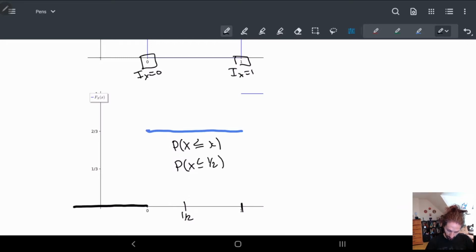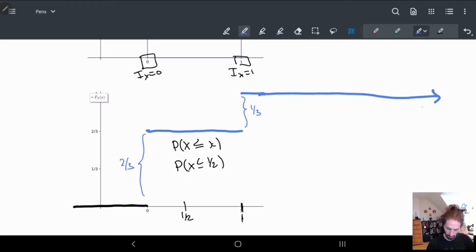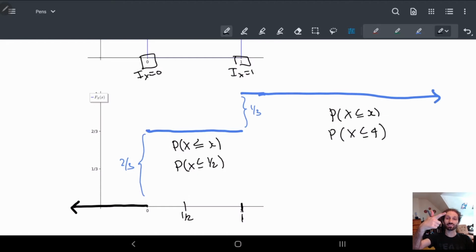And then at 1, what happens? At 1 we spike up again, because now we have to add the 1/3. So here we have 1/3, here we have 2/3, and this keeps going. This bottom part also keeps going the other way. If I do X less than or equal to 4, for example, both 1 and 0 are below 4, so I need to add both of those probabilities, and that's why we get 1.